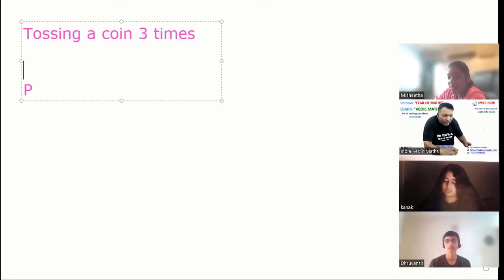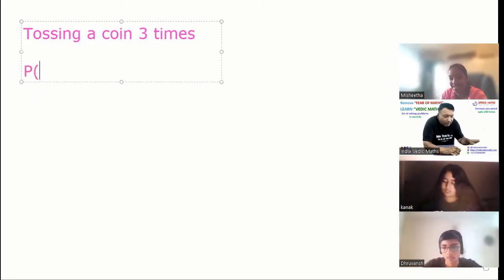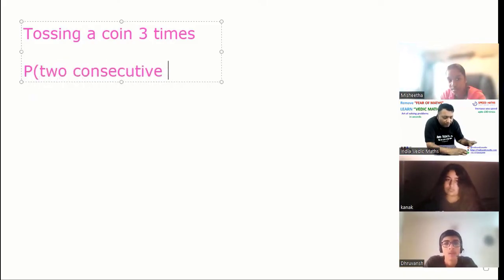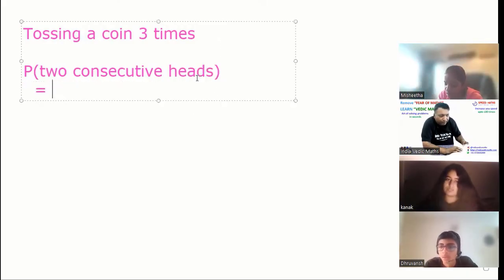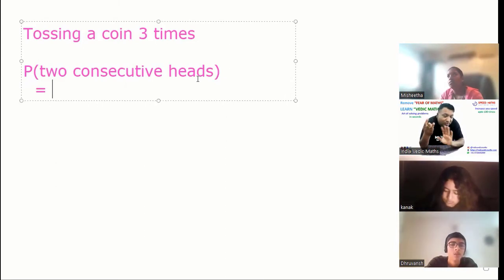What is the probability of getting 2 consecutive heads? Think about it and tell me. And when I say 2 consecutive heads, it means 2 consecutive heads. 3 consecutive heads are also not allowed. Be very clear about it. When I say 2 consecutive heads, 3 consecutive heads are also not allowed. 2 means 2.